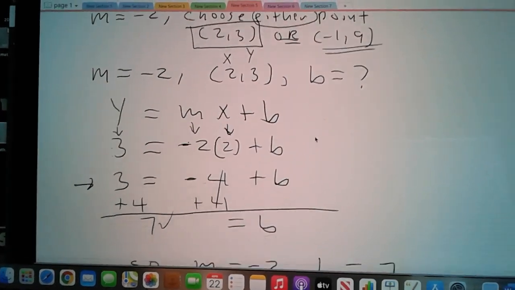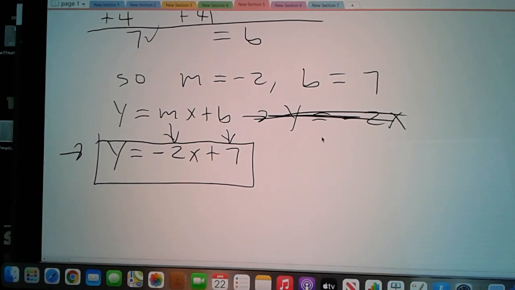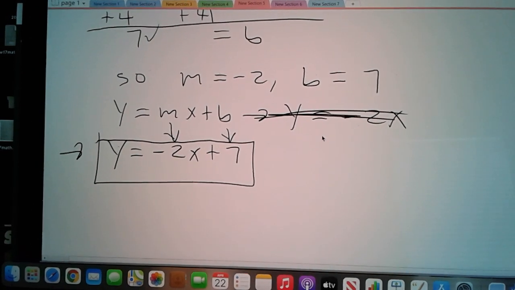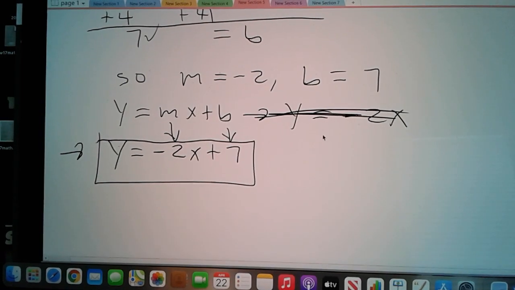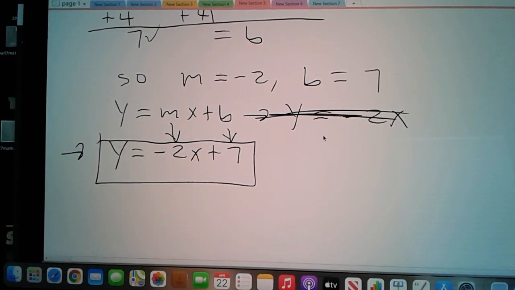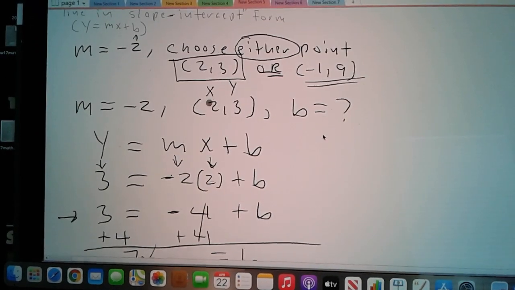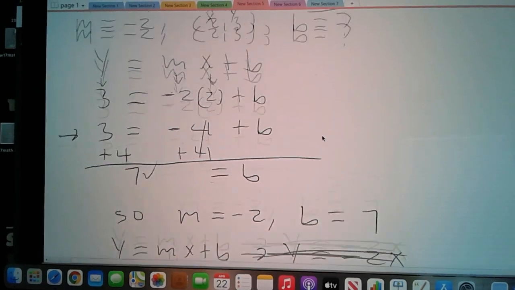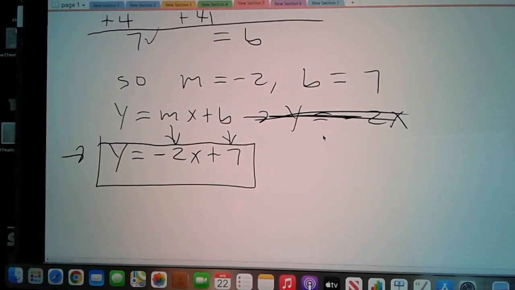So in the final form for the slope-intercept equation, you're just plugging in m and you're just plugging in b. You don't plug in x, you don't plug in y, even if you have it. So what will happen is if I plug in my x values, it's going to match. So if I put in 2, I'm going to get 3, right? If I put in -1 for x, I'm going to get 9 into this equation. That's what it means.